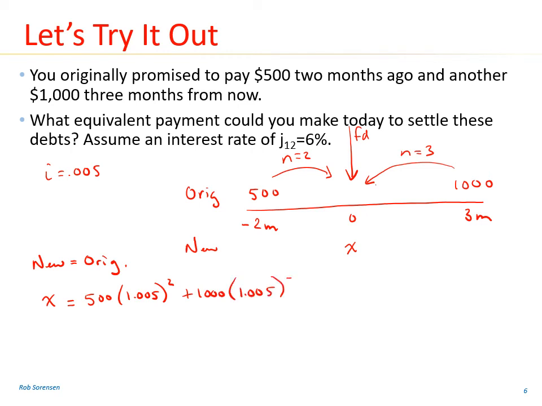I should say, by the way, don't worry if you picked a different focal date. Your numbers will be a little bit different, your exponents and whatnot, but you should come up with the right answer. And so if we work it all out, add the two numbers together, we get $1,490.16. That's the total amount due today that will take care of those two payments. And if we eyeball it, it seems to be about right, doesn't it?